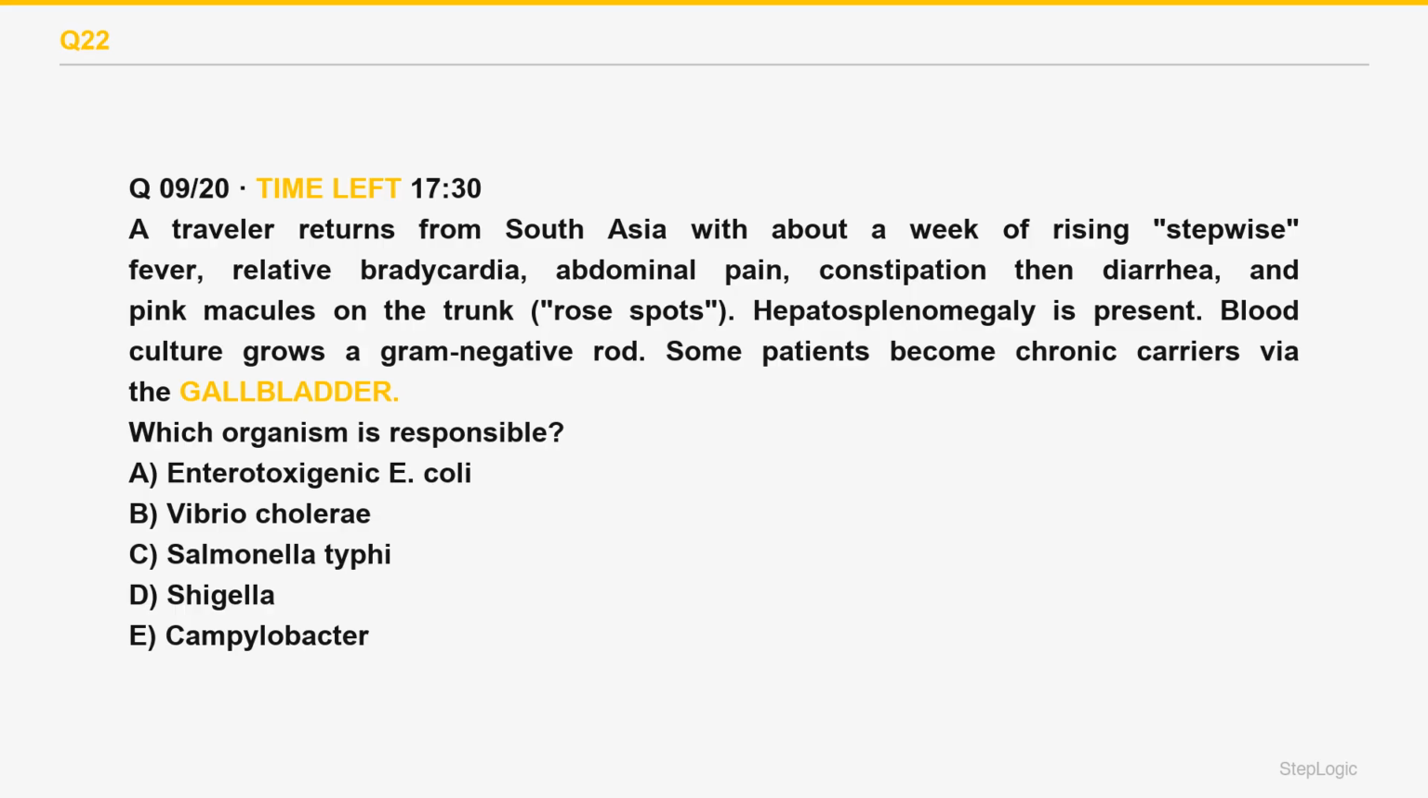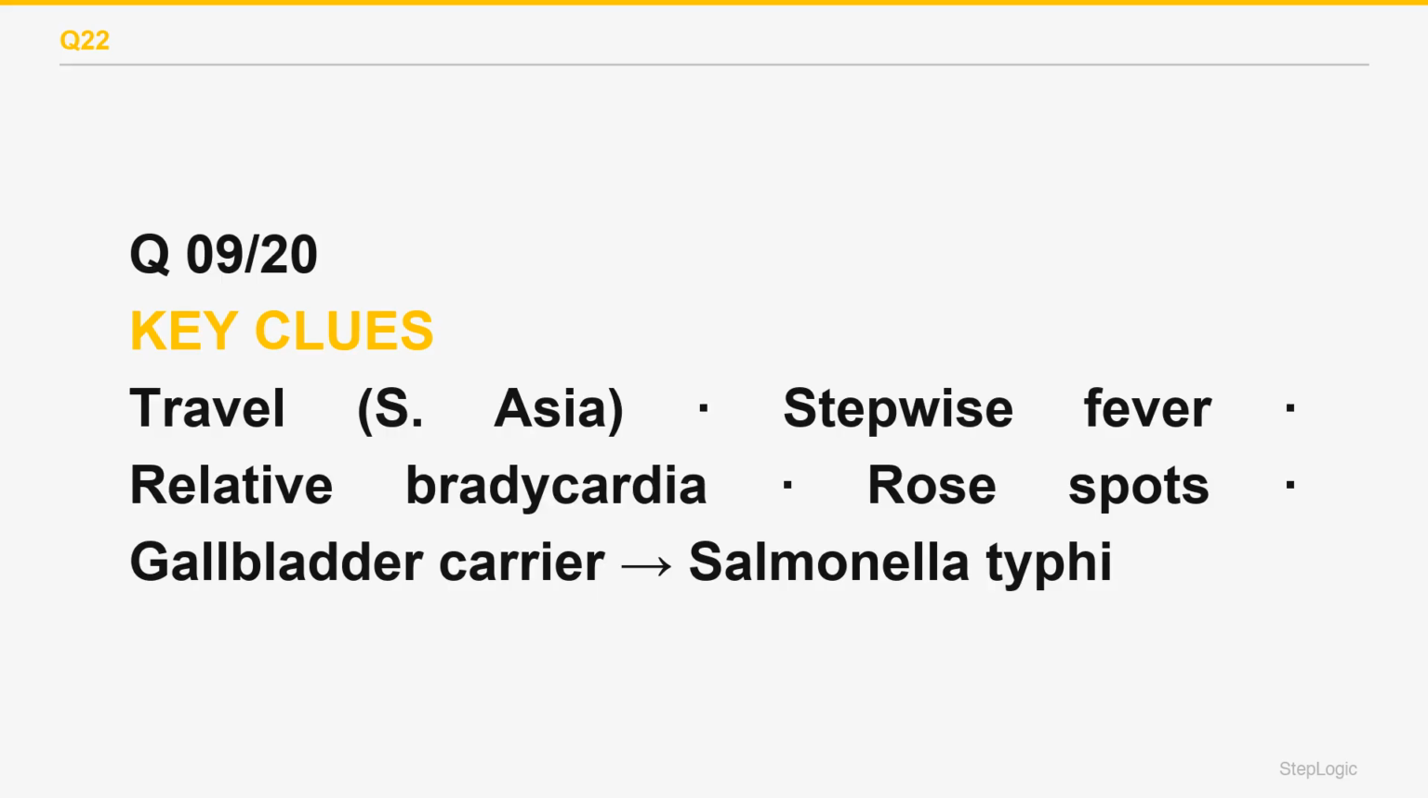Read the command. Which organism? Travel, stepwise fever, relative bradycardia, rose spots, gallbladder carrier: Salmonella typhi, typhoid fever. This is typhoid enteric fever caused by Salmonella typhi, a gram-negative rod acquired via the fecal-oral route, common in travelers to South Asia and other endemic regions.